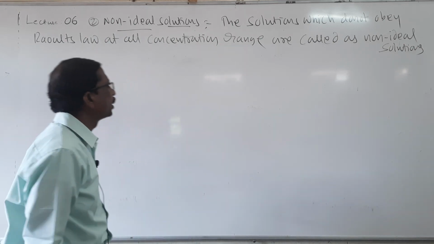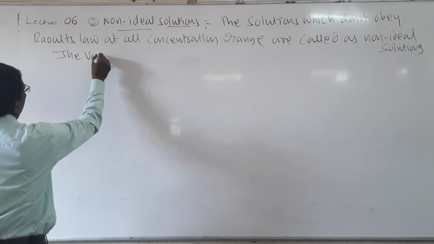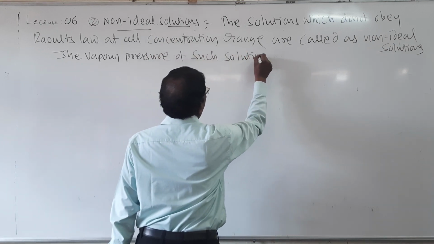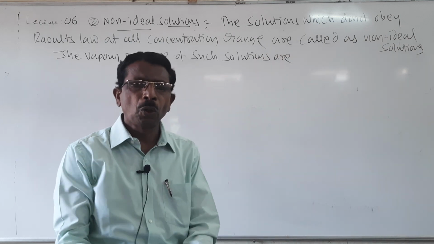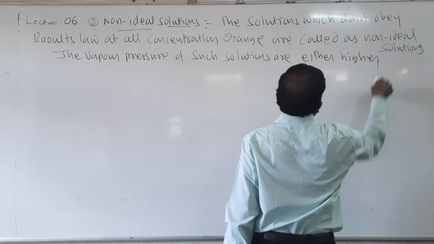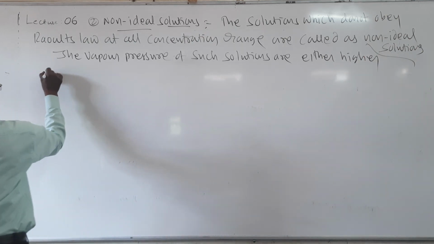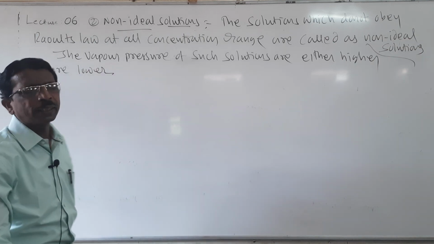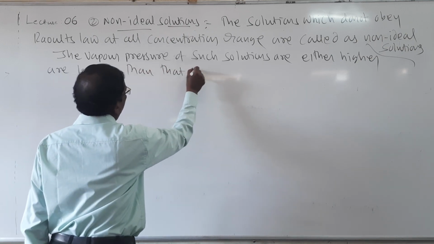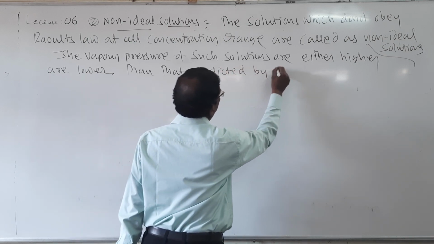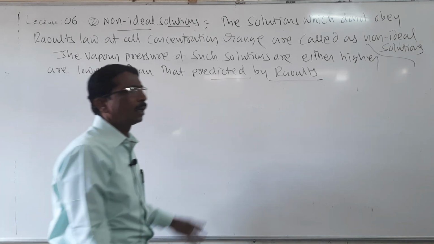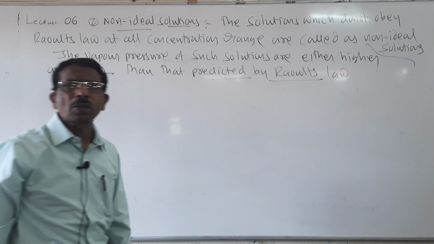The vapor pressure of such solutions is either higher or lower than that predicted by Raoult's law. So these are called non-ideal solutions. It is for 2 marks.